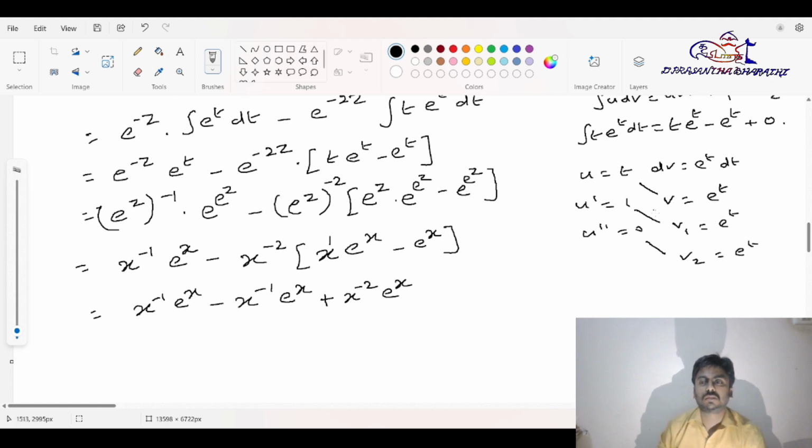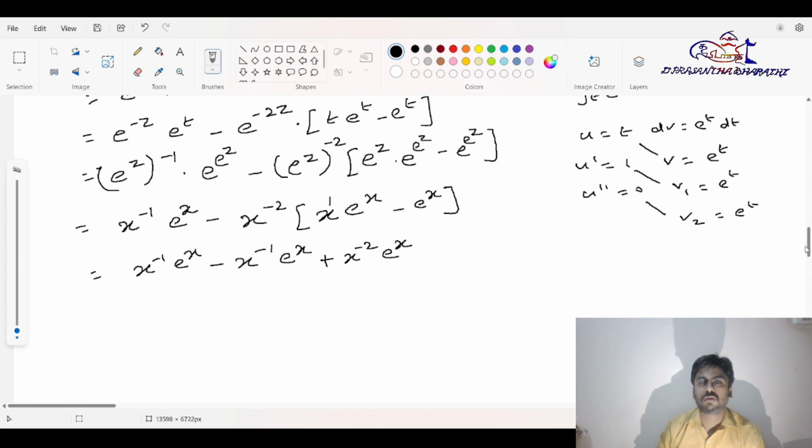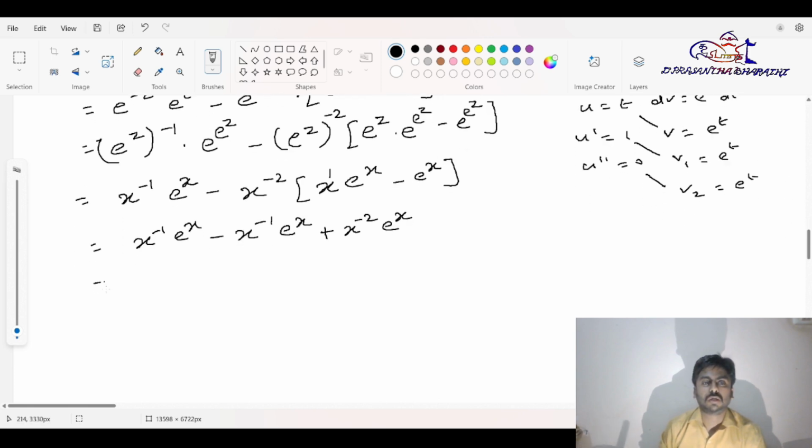Now these two terms will get cancelled. You are getting PI equal to x^(-2) e^x.